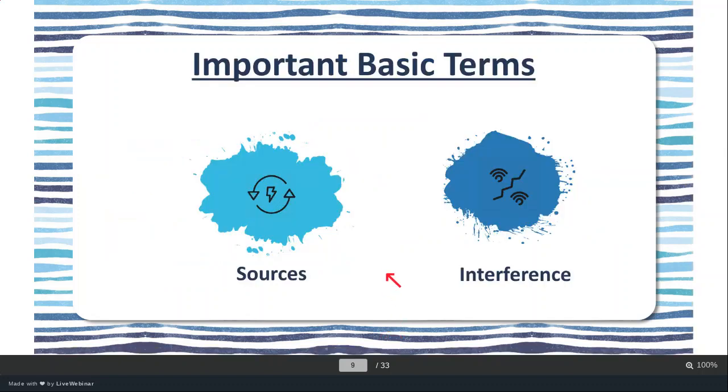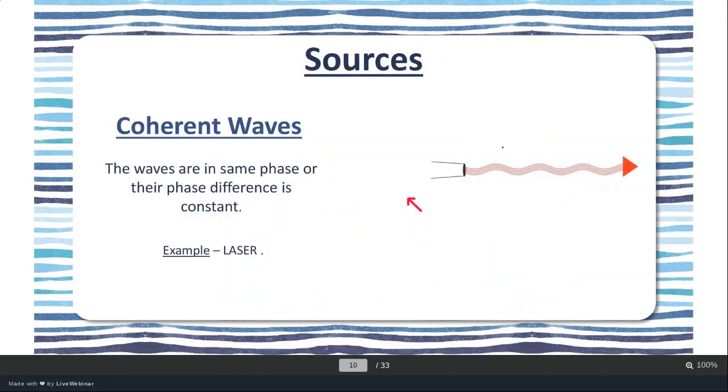Okay, so let's begin. We have here some important basic terms. So there is source and interference. Sources: there are two different types of sources. The first source is coherent waves. These are the type of waves that are in the same phase or their phase difference is constant.